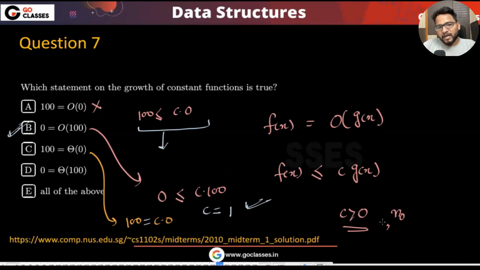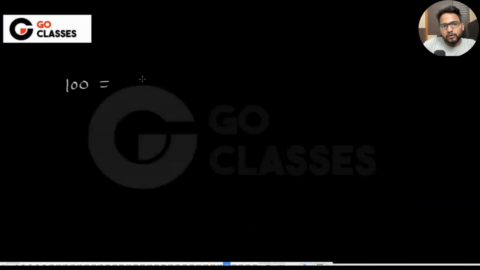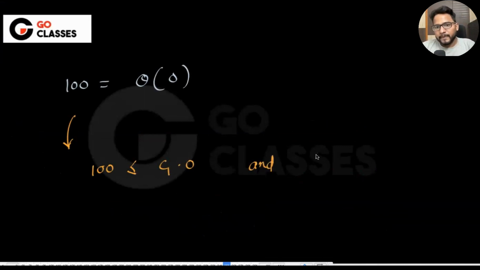Tell me. Actually, this is not the very formal definition. Tell me some c where this is less than or equal to this, and 100 is greater than or equal to some c2 into 0. First tell me, can it be less than or equal to some c1 into 0? Formally you have to write something like this, right? Is this okay to everyone? 100 equal to theta of 0 means what? You have to say that 100 is less than or equal to some c1 into 0 and 100 is greater than or equal to some c2 into 0, right?